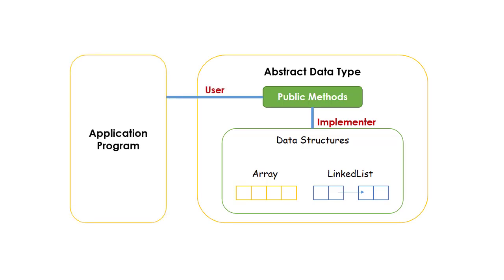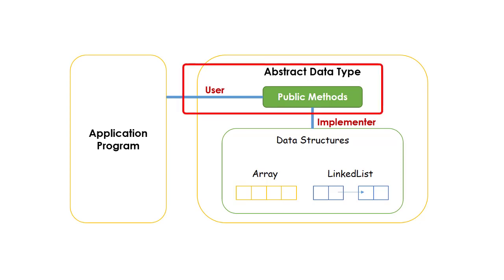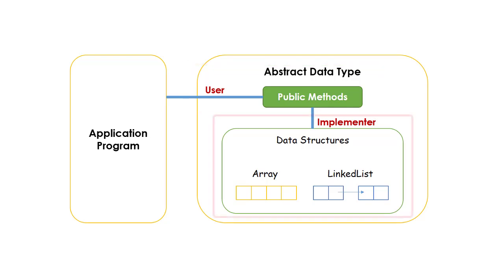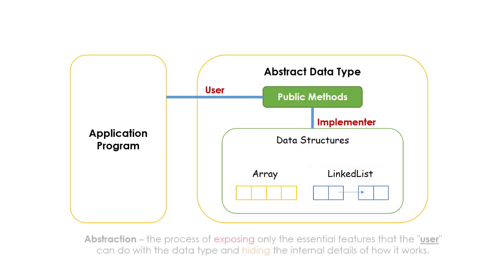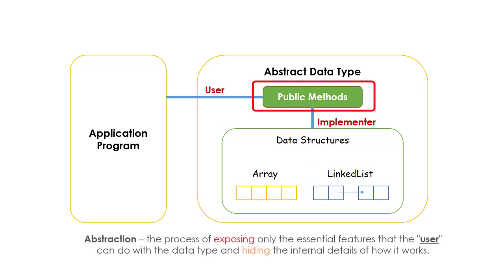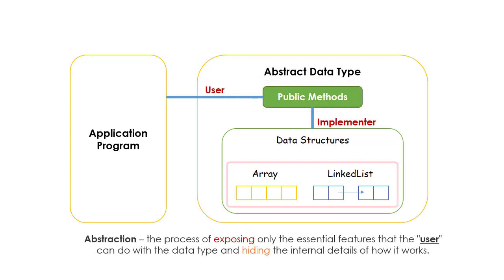So, ADT answers the question of what operations are to be performed on a given data set, while data structure answers the question of how these operations are to be implemented in code by specifying how data will be organized in memory and what algorithms to use in order to perform the expected operations. Thus, the word abstraction means the process of exposing only the essential features that the user can do with the data type and hiding the internal details of how it works behind the scene.